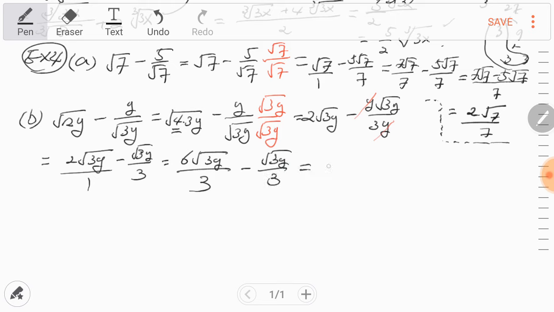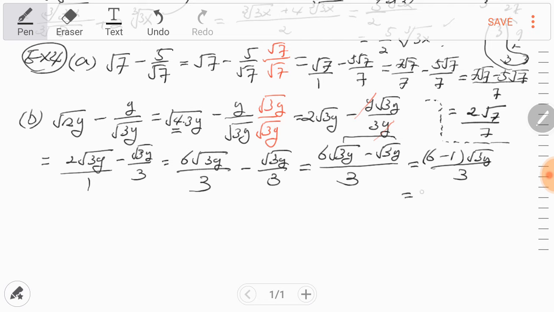Now we have the same denominators. So the numerator is 6 square root of 3y minus square root of 3y. And then these two are the like radicals. So it will be 6 minus 1 square root of 3y over 3. So that is 5 square root of 3y over 3.